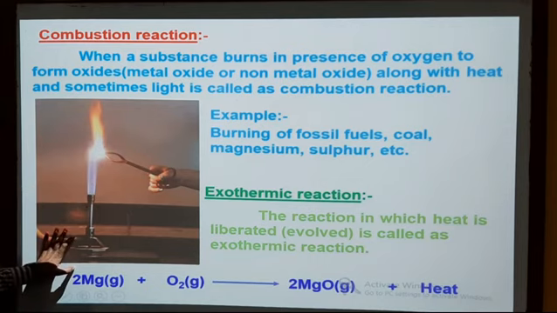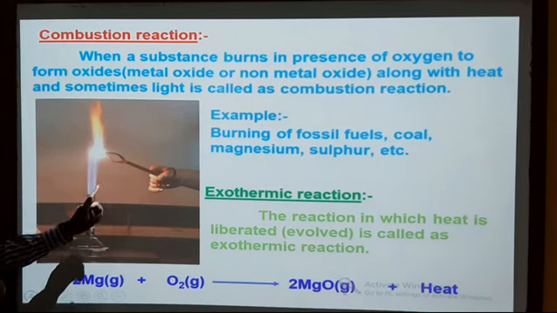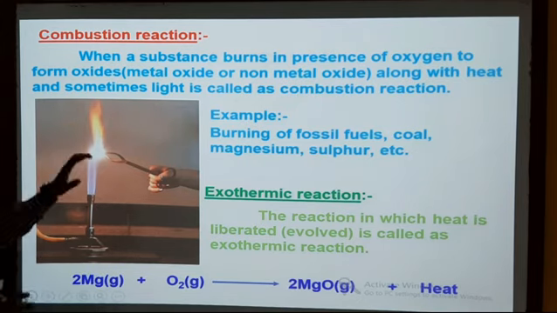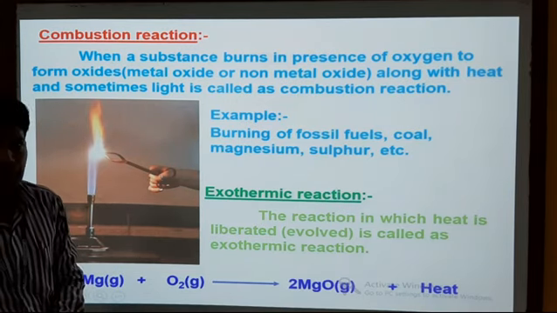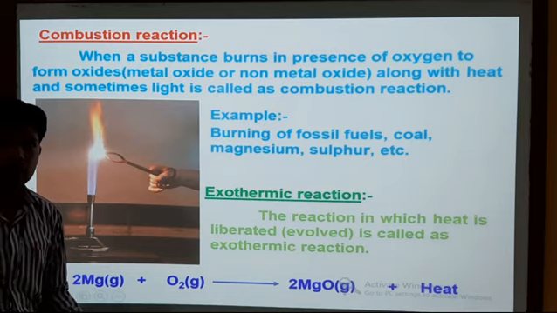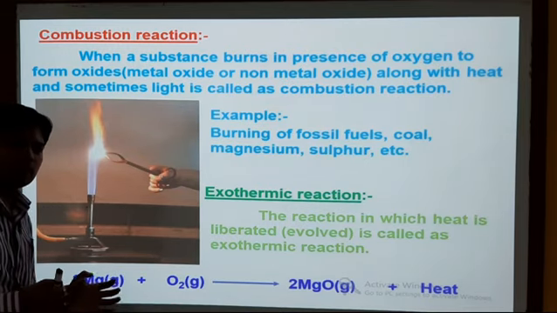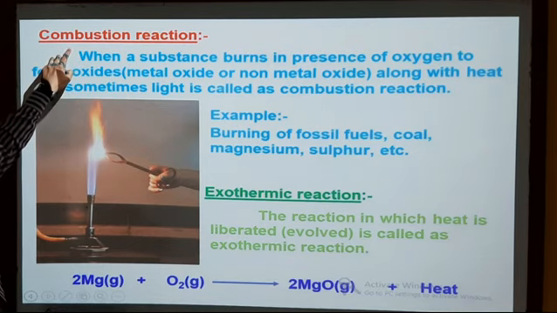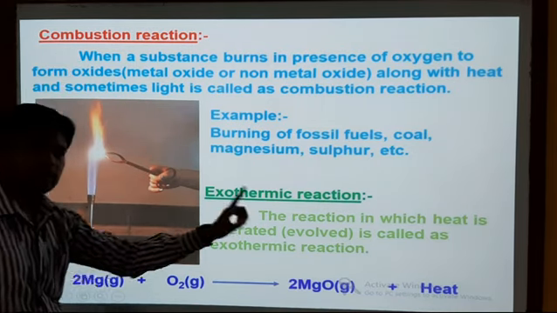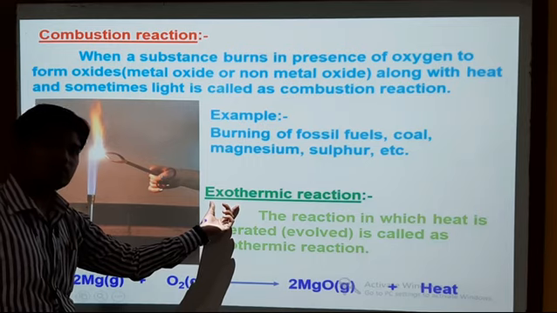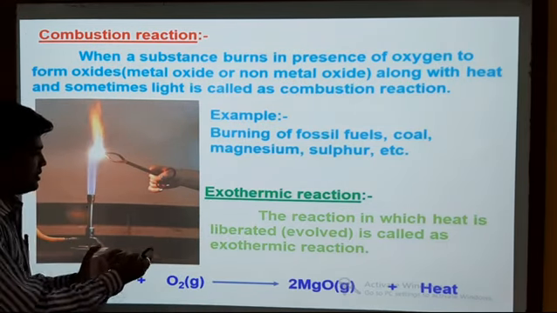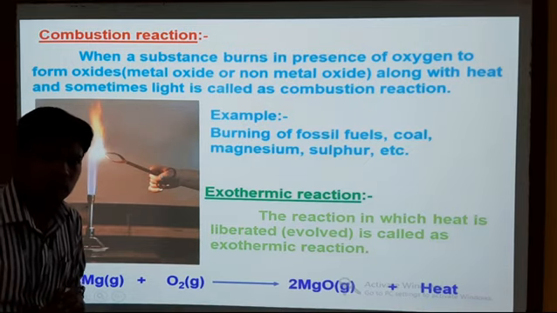So here you can see magnesium ribbon is burned in presence of oxygen. What you get? You get heat and also light. Magnesium burns with dazzling flame. Okay, so we get light. So this process is nothing but a type of combination reaction also and a type of combustion also. Now in this process heat is also evolved. So this is also called as exothermic reaction. The reaction in which heat is liberated is called as exothermic reaction.